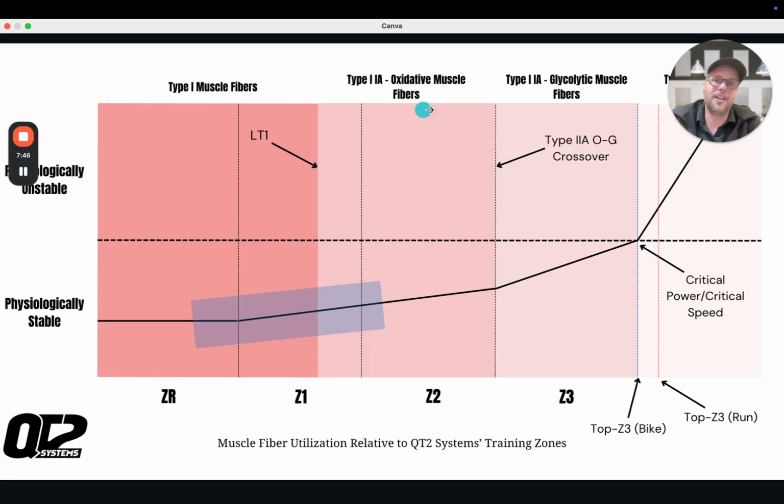These type 2A oxidative fibers are glycolytic in nature, but they are willing to behave in a more oxidative kind of way. And so what we aim to do during a base durability block is to slowly creep into the type 2A fibers and convince more and more of them to behave more like type 1.